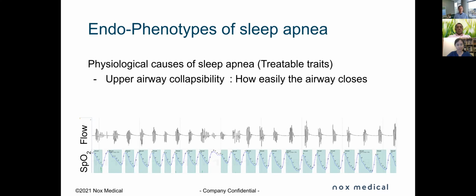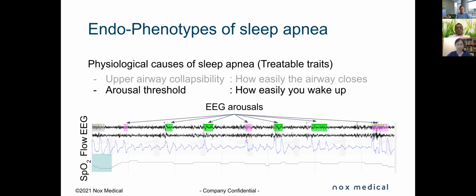And the endophenotypes which we are focusing on are the upper airway collapsibility, or how easily the airway closes. And here on the bottom of the screen, I just showed an example of what it looks like when someone has a highly collapsible upper airway. And this is what you would think about as the typical severe sleep apnea patient, which has repeated severe sleep apneas with huge desaturations.